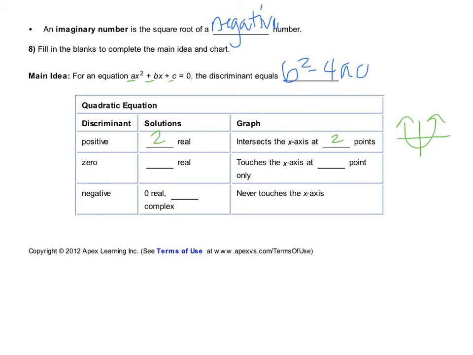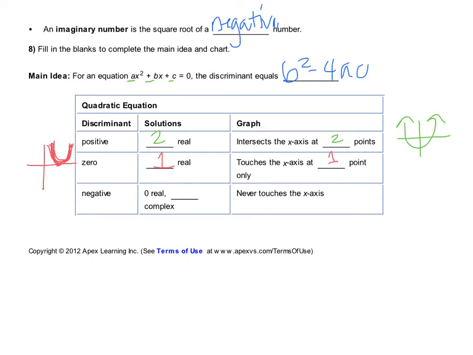If we plug our numbers in the discriminant and we get 0, that means we have one real solution, and it means it touches the x-axis at exactly 1 point only. So it's going to look like that, where it just comes down, touches it, and goes right back up.